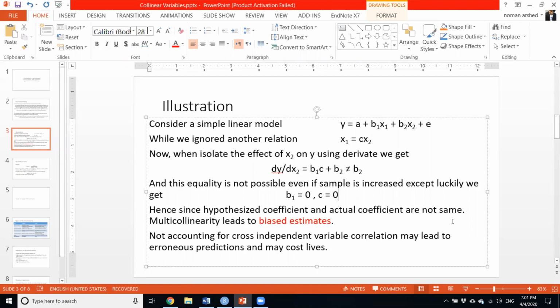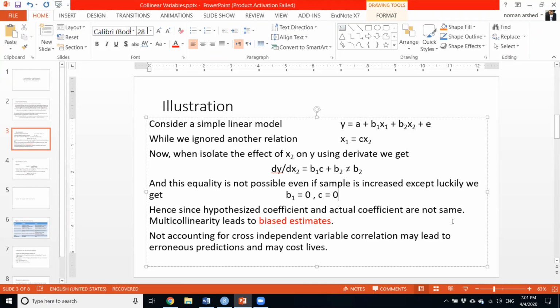It means that the regression is giving us biased results. The hypothetical results are not similar to the actual results, or in other words, you can say the sample results are not equal to the population results that should have been. So multicollinearity leads to biasness in the coefficients.